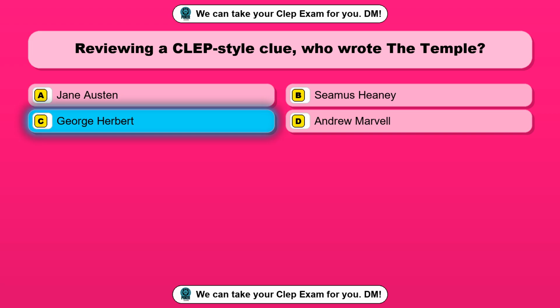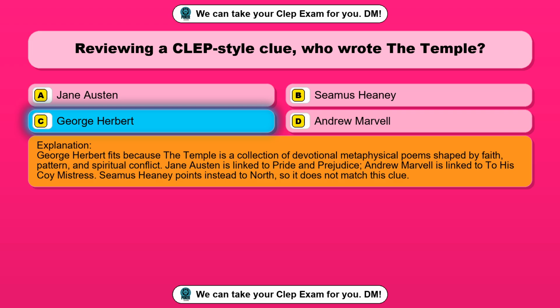George Herbert. George Herbert fits because The Temple is a collection of devotional metaphysical poems shaped by faith, pattern, and spiritual conflict. Jane Austen is linked to Pride and Prejudice. Andrew Marvell is linked to "To His Coy Mistress." Seamus Heaney points instead to North, so it does not match this clue.